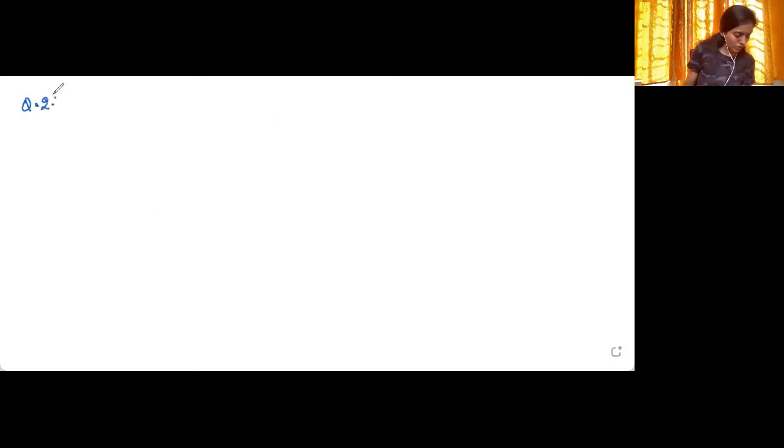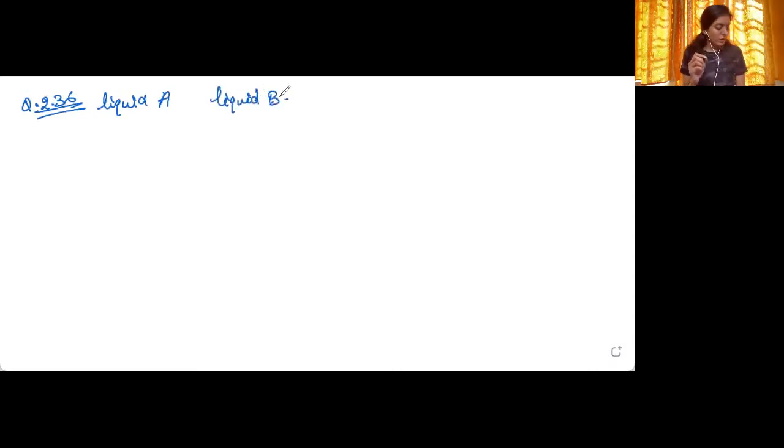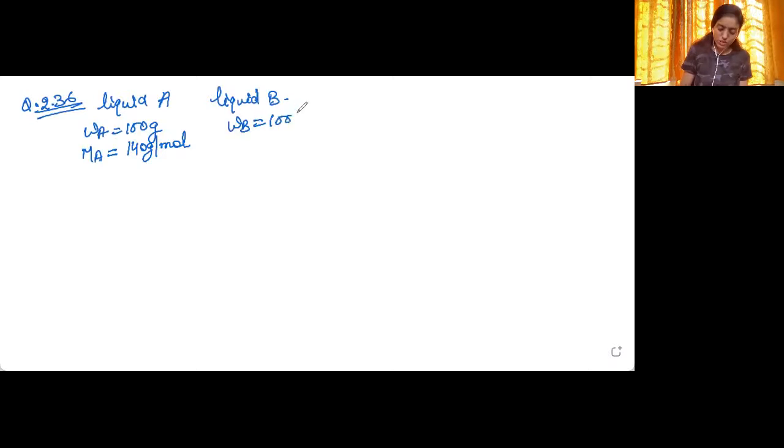Question number 2.36. 100 gram of liquid A. We have been given liquid A and liquid B. So WA is equal to 100 gram. MA, the molar mass of A, has been given to be equal to 140 gram per mole. It was dissolved in 1000 gram of liquid B. So WB is equal to 1000 gram. MB is equal to 180 gram per mole.